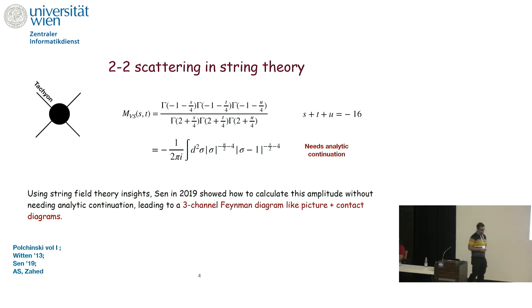One question that you might ask is: is there a way to go from this form to this form without this analytic continuation? This question was addressed by Ashok Sen in 2019, where he showed how to do this calculation without the need for analytic continuation. This leads to a 3-channel Feynman diagram-like picture plus contact diagrams. This may not be familiar to you, so I will go over it. Although I should say that if you open Polchinski's textbook and go to chapter 9, it is already indicated there that such a decomposition is possible.